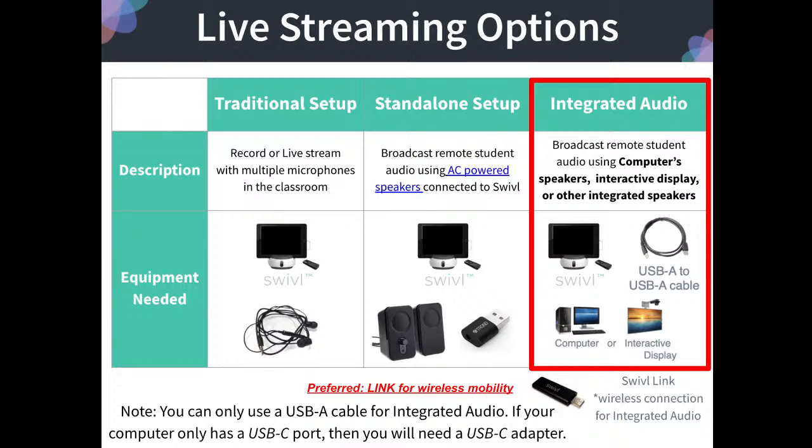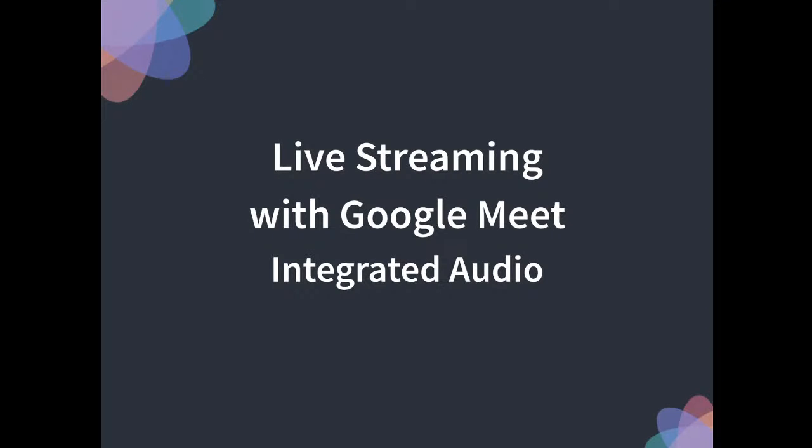So here, where we have our red box around this one area for integrated audio, it's talking about broadcasting the remote student audio using your computer speakers, your interactive display such as your ClearTouch or your smartboard, and then using the USB-A cables and attaching it to the robot itself. Some schools may have the capability of the Swivl link, which is right underneath this red box, and we'll talk about that in just a little bit. But essentially, the Swivl link makes it where there are not as many cords using the USB-A cable.